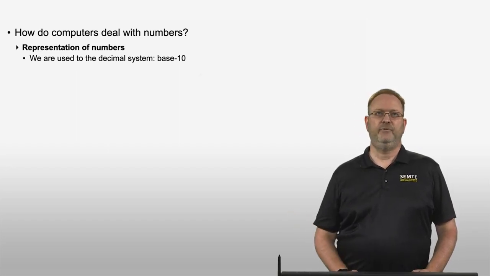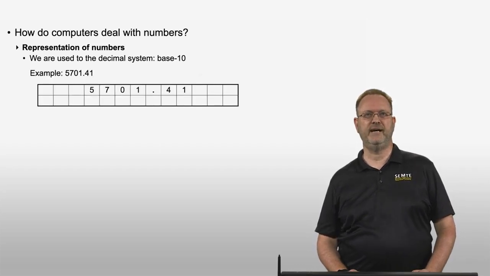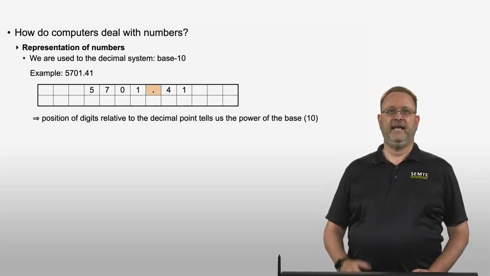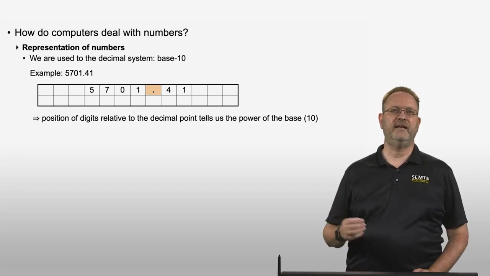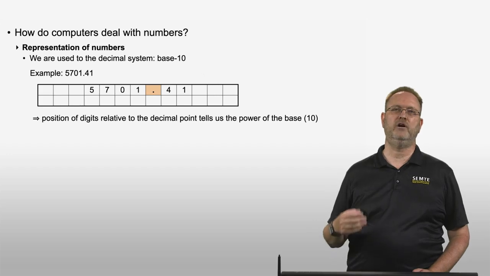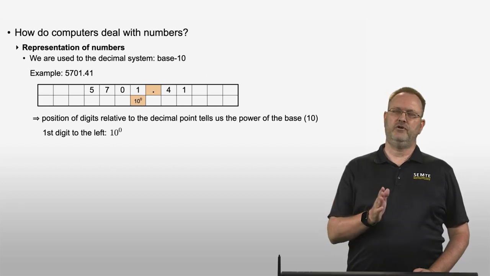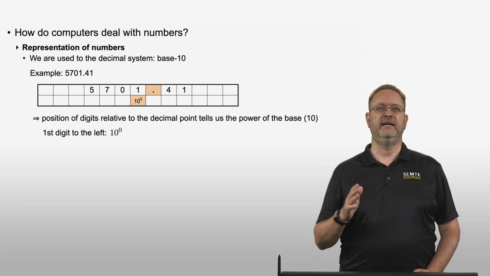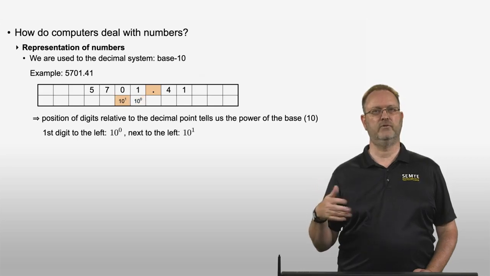In our everyday life, we are used to the decimal system, which has a base number of 10. So here's an example, the number 5,701.41. And we have a dot, a decimal point in this number. And the position of the digits relative to that decimal point tell us something about the power of the base. And in this number, the base is just 10. That means that the first digit over to the left in 5,701.41, so the 1, is actually the digit that multiplies the 0th power of 10, so that multiplies 10 to the power 0, which is 1.